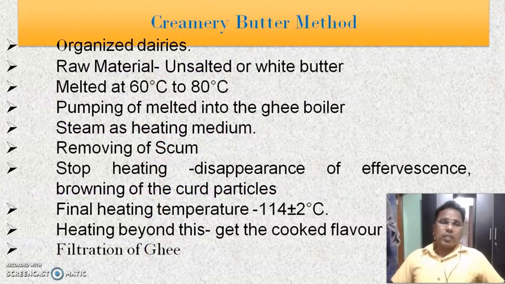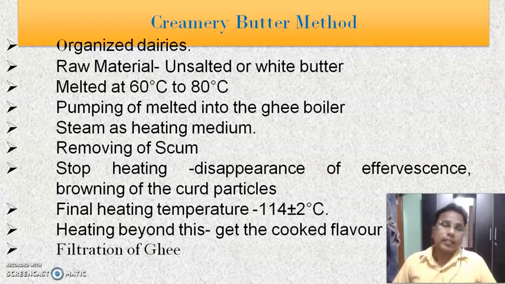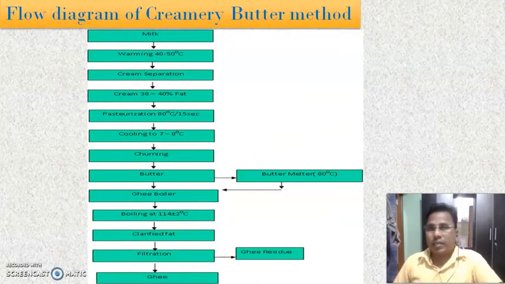After this, we have also seen the new method, that was the creamery butter method, and we have already seen how the creamery method is generally used by organized dairies, and the raw material used in this method, that is the unsalted or white butter. So we have already discussed each and every point given here in this flow diagram of the creamery butter method.